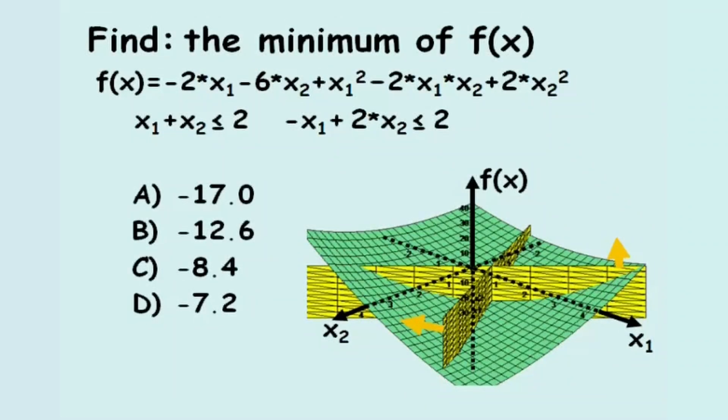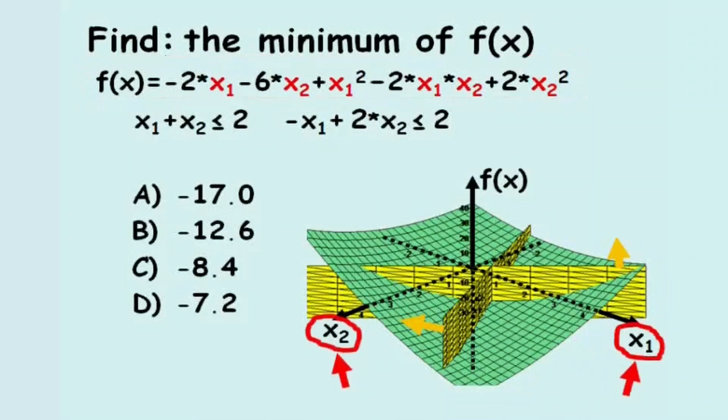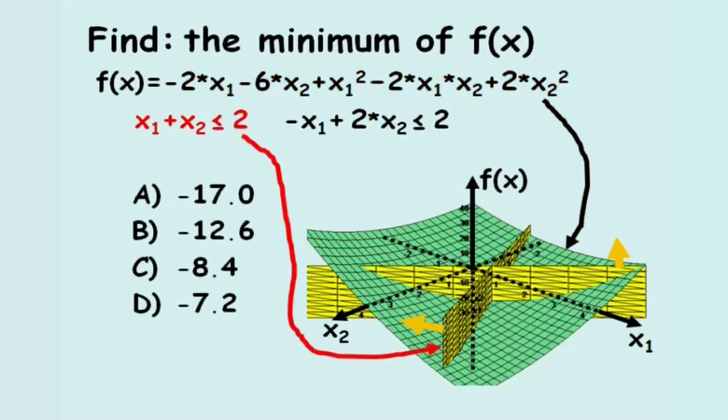Find the minimum value of the function f of x. In this problem, we've been provided a function f of x, which is a function of variables x1 and x2, and represented as the curved surface, which is shown in aquamarine. The problem also provides the constraints. x1 plus x2 is at most 2, and the constraint negative x1 plus 2 times x2 is at most 2.